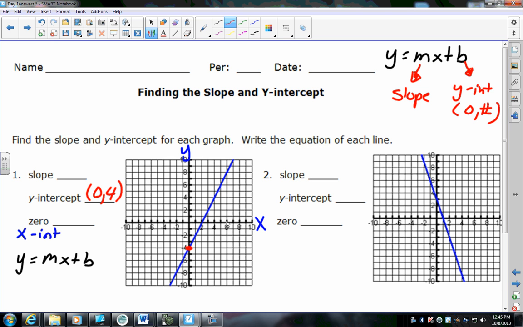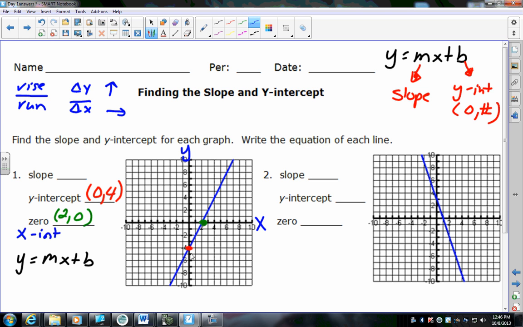My x-intercept is where it crosses the x-axis. The x-axis is the horizontal one. It crosses here at 2, 0. Now the slope. To find the slope, you're trying to do rise over run. You're trying to do delta y over delta x. How many up and how many to the right or the left? It's just left or right.